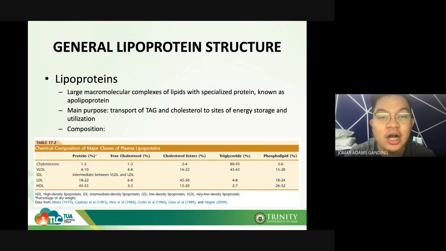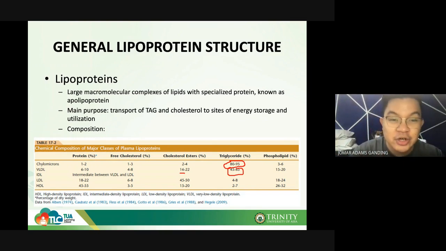Okay, so let's start with your chylomicrons. Your chylomicrons are considered to be, mamaya iisa-isahin ko naman to, they are actually the main transporter of your triglyceride. What type of triglyceride kaya yan? Later, we'll talk about that. Aside from that, your VLDL, as you can see, can also carry a little bit of cholesterol, but the majority is triglyceride. Again, people of the Philippines, children of the universe, please take note that what I'm trying to highlight here are the major lipids they are carrying.